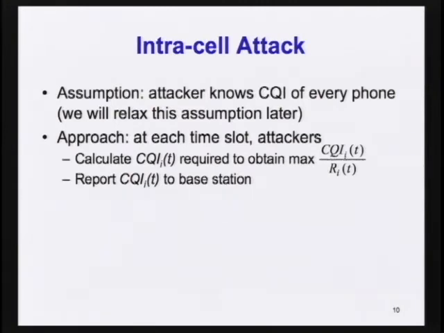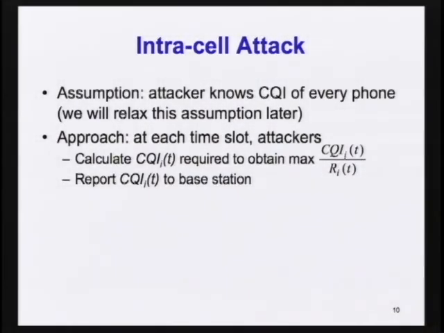So in our first attack, we assume that the attacker knows the channel condition of every other cell phone in the network. You might think that this is an unreasonable assumption. Yes, it is an unreasonable assumption. But I'm going to show you later how this assumption can be relaxed. Once the attacker knows the channel condition of all the other cell phones in the network, then his attack strategy becomes very simple.